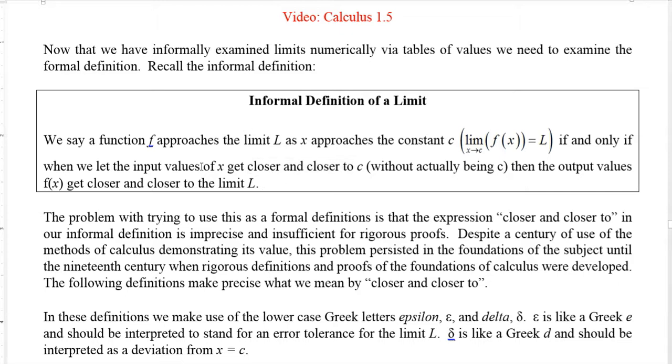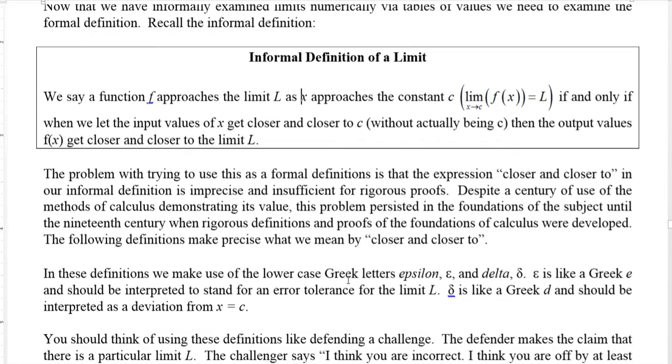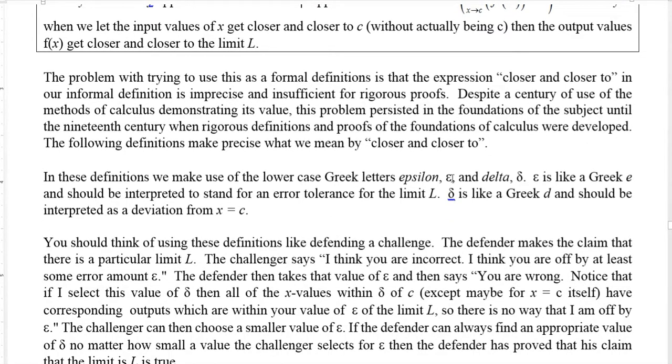Basically what we want to say is this: if x is close to c, a certain distance from c, we'll call that distance delta, then f of x is a certain distance close to L. That certain distance we'll call epsilon. So we're going to make use of these two Greek letters, epsilon and delta.